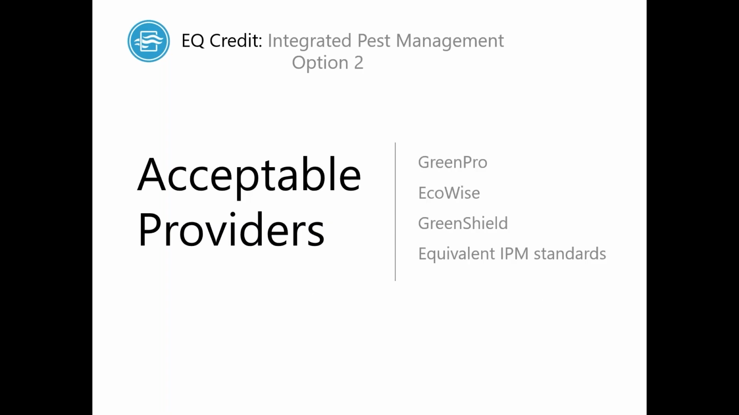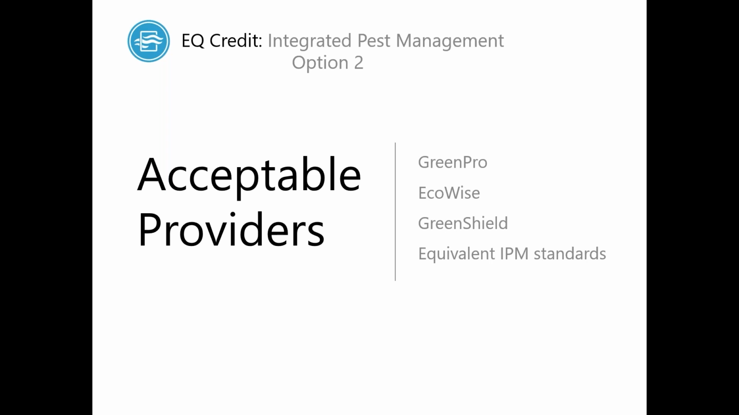On the second option of our integrated pest management or IPM credit, we look at our pest control vendors, whoever is handling the pest control service for your property. Those folks need to have a specific certification, an acceptable provider certification. So this is just another option to achieve this credit. For example, if you're using a certain vendor that is Green Pro certified, EcoWise certified, Green Shield certified, those are the 3 that are recognized officially.